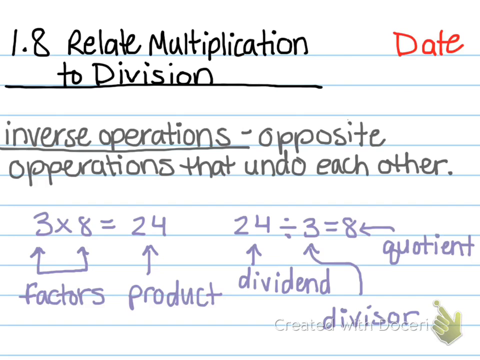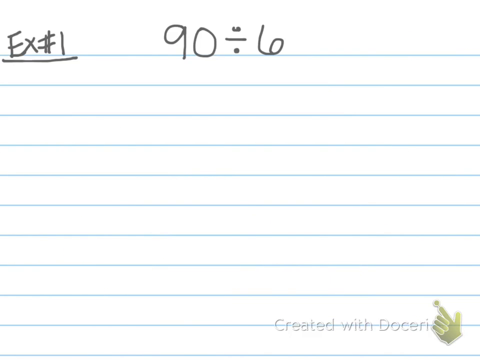It is also important to know the vocabulary when working with multiplication and division problems, recognizing in the first example that 3 and 8 are both factors, and 24, the answer to a multiplication problem, is called a product. In the division number sentence, 24 is a dividend, and it's being divided by 3, which is our divisor, and the answer to a division problem is called a quotient.